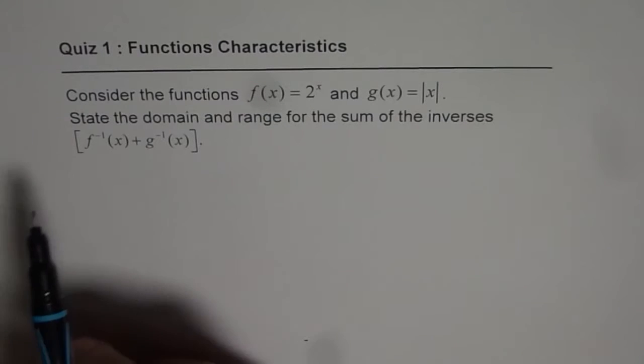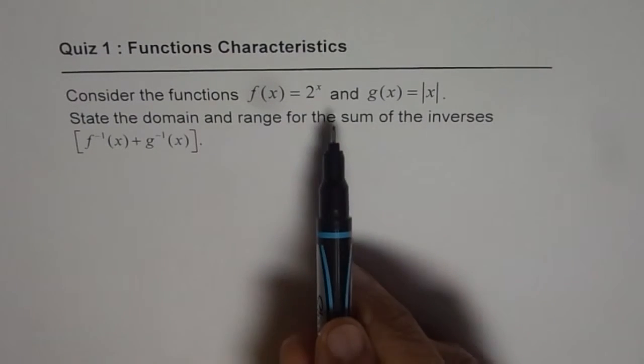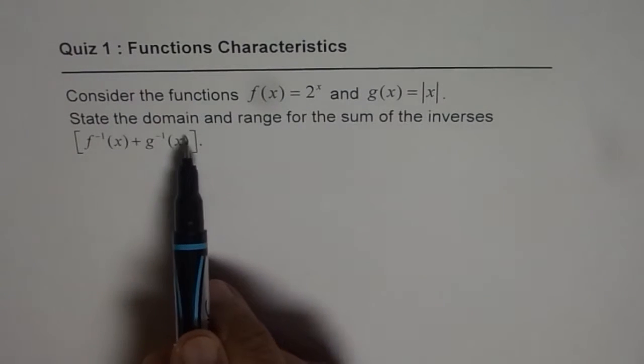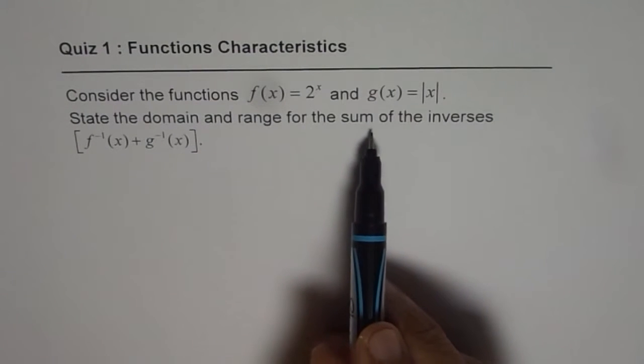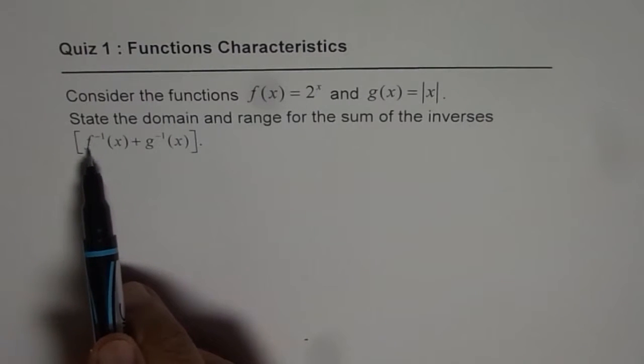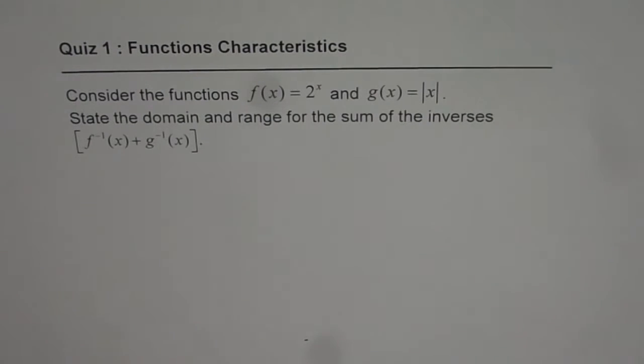The question here is, consider the function f of x equals 2 to the power of x and g of x equals absolute x. State the domain and range for the sum of the inverses, that is f inverse of x plus g inverse of x. So we need to find the domain and range of the sum of their inverses.